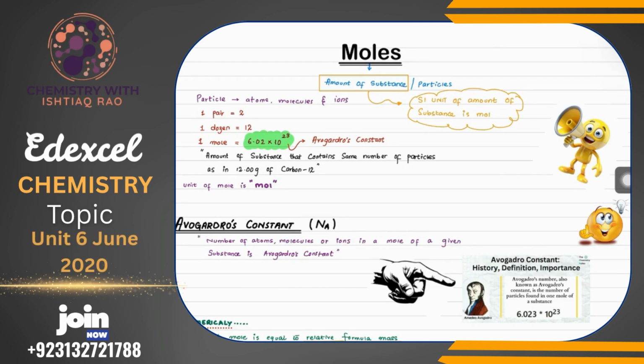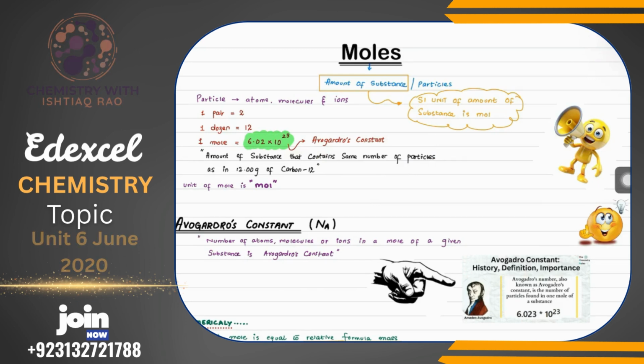It's like one dozen is equal to 12, one pair is equal to 2. In the same way, one mole is equal to 6.02 × 10^23. So if the examiner asks for the definition of mole, I have to write: amount of substance that contains the same number of particles as in 12 grams of carbon-12.